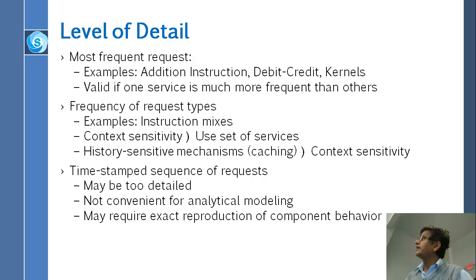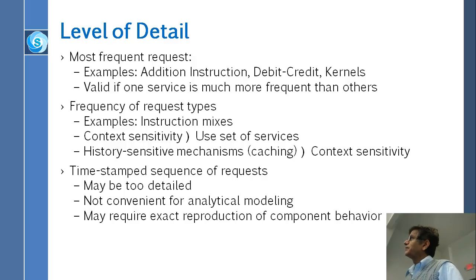This is valid only if one service is much more frequent than others. So this would be a good thing. But if you have services which are not peaky, in the sense that no one thing is more than everything else, then you have to go to the next level. Then what you do is you use the frequency. You say, well, 10% add, 20% subtract, 15% multiply, 20% this, because that is how my real world is. So now you are into histograms, as opposed to just one number.